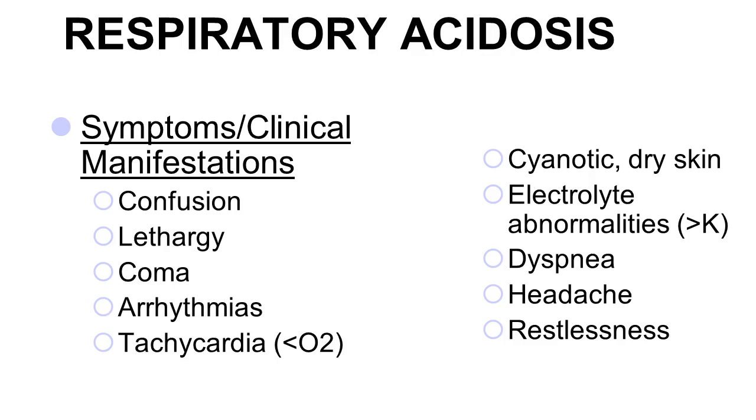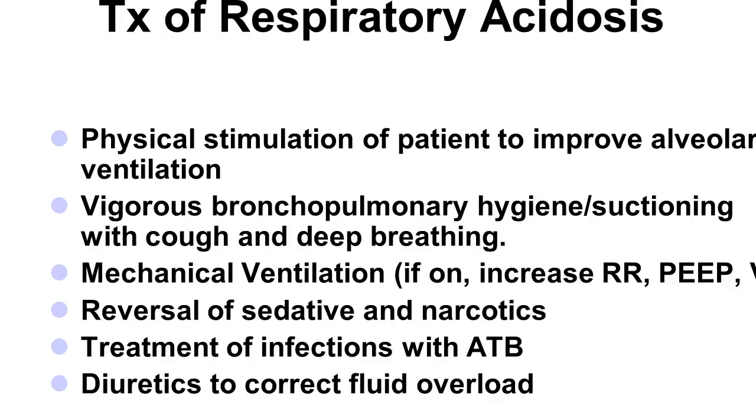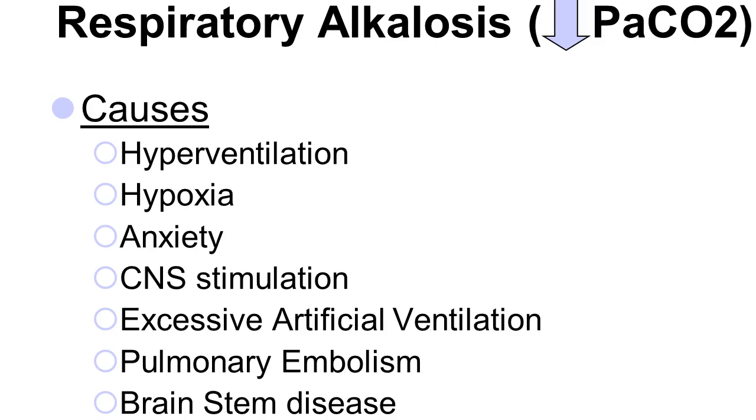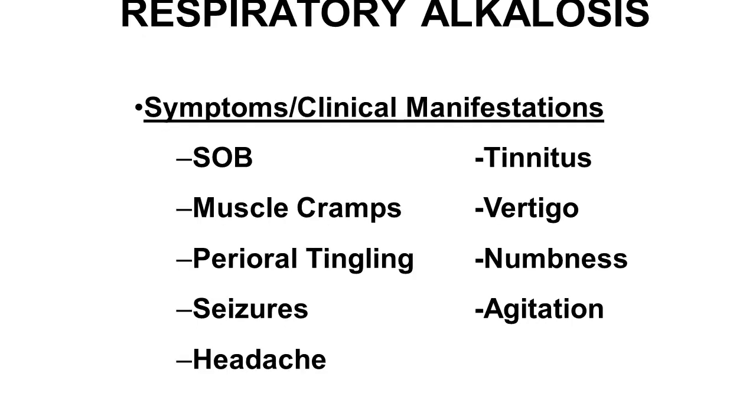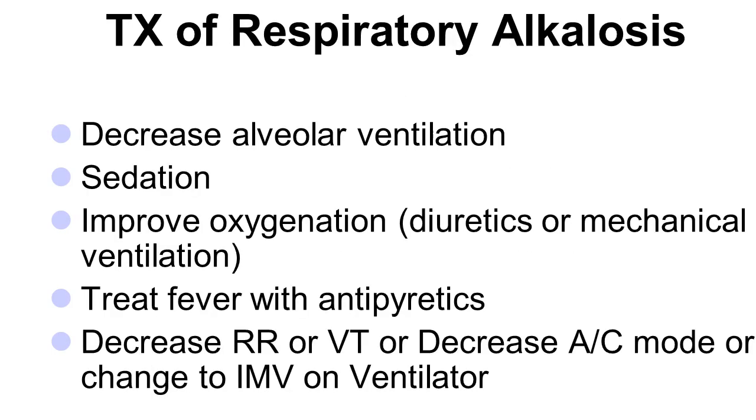And how your patient will manifest, how will they demonstrate when they do have respiratory acidosis. Pretty much an accumulation of CO2. This is how we would treat that, and I won't get into that. The same goes with respiratory alkalosis. We have a low PaCO2, probably a range below 35. Remember, the normal is 35 to 45. Causes, manifestations, and how we would treat it.